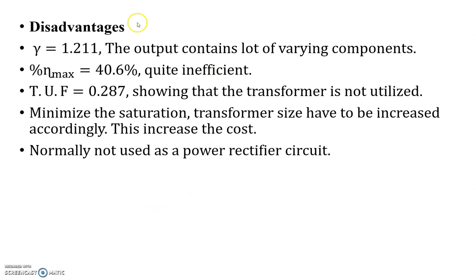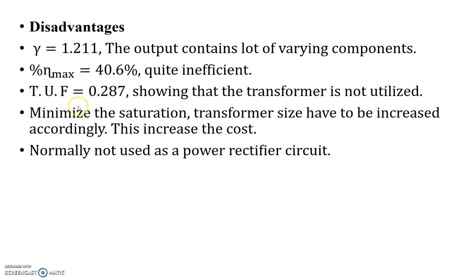Next one, what are the disadvantages of a half-wave rectifier? The first point is the ripple factor is very high, that is 1.211. That means the output contains a lot of varying components. The efficiency is 40.6% only, which is quite insufficient. The remaining 60% is the AC component present.